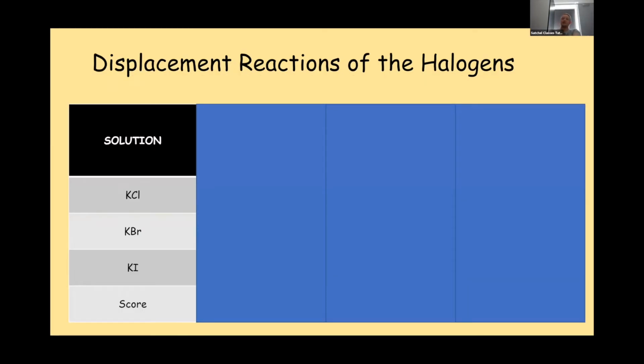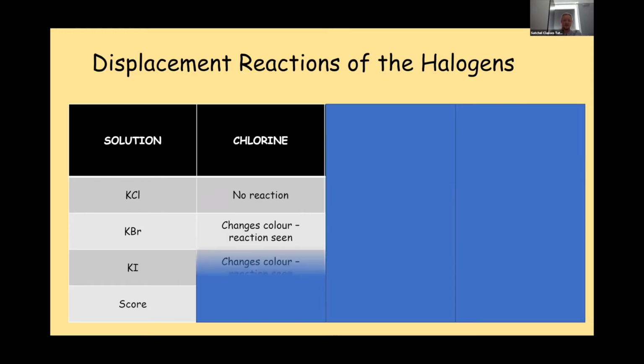So, displacement reactions. I've got a solution containing KCl, which is potassium chloride, KBr, which is potassium bromide, and KI, which is potassium iodide. These are metal halide solutions. If I react them all with chlorine solution, KCl gets no reaction because the chlorine won't displace itself.